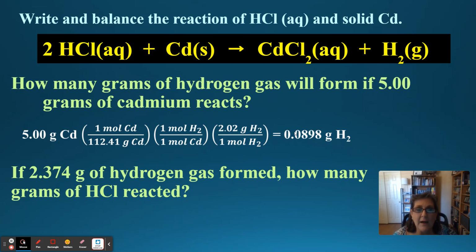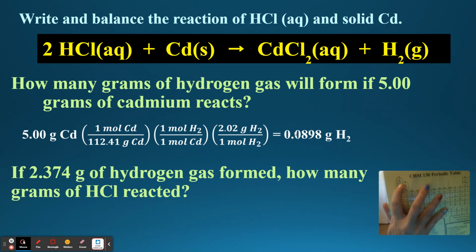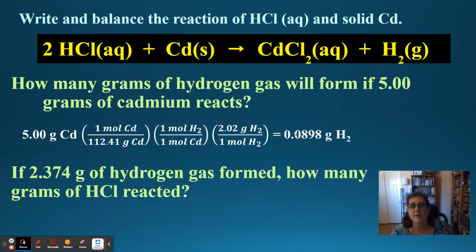Now we can do that mole ratio. We have 1 mole of hydrogen over 1 mole of cadmium. It's a 1-to-1 ratio, but moles of cadmium cancel out. You can't skip this step. You've got to show the moles of cadmium canceling out, and we have moles of hydrogen on top. But it didn't ask for moles of hydrogen, it asked for grams of hydrogen. Hydrogen is H2, so we need 2 times 1.01 to give us 2.02 grams of hydrogen per 1 mole of hydrogen. Moles of hydrogen cancel out. We're left with grams of hydrogen.